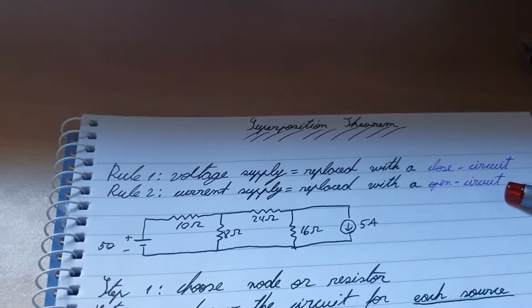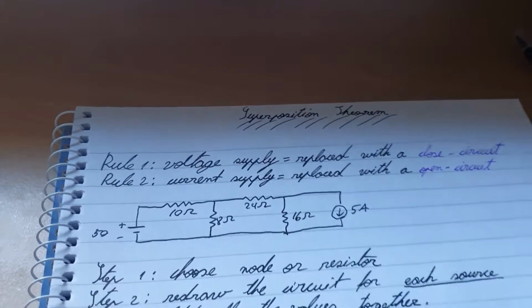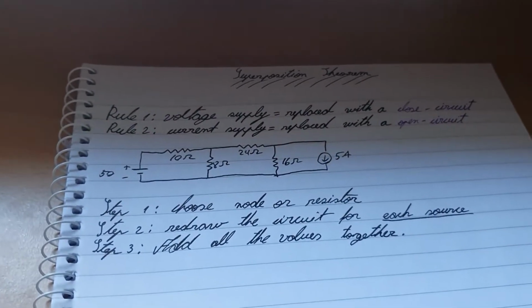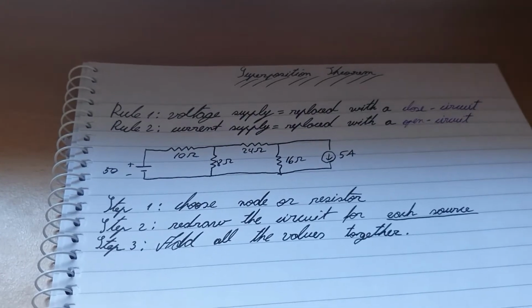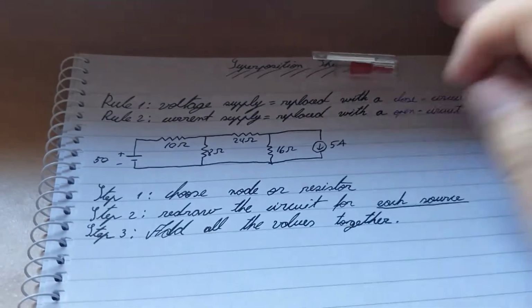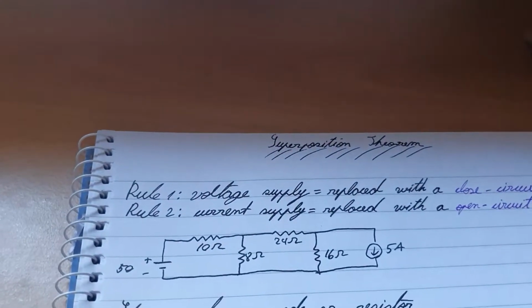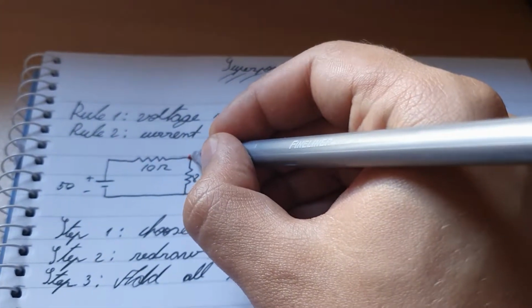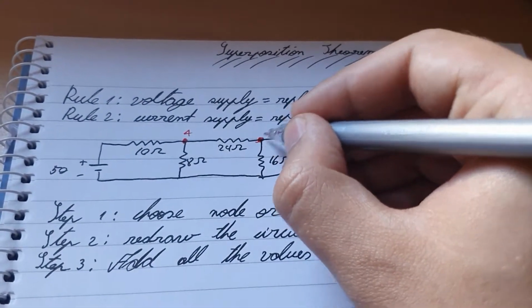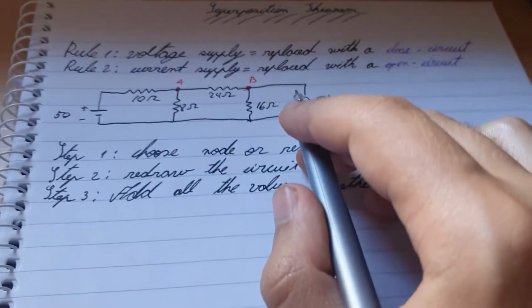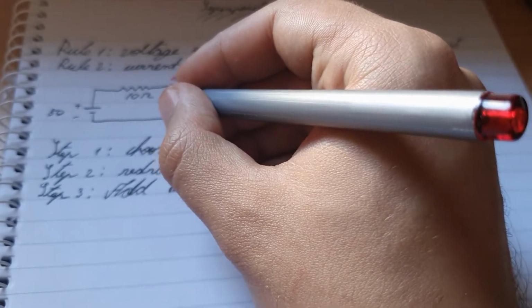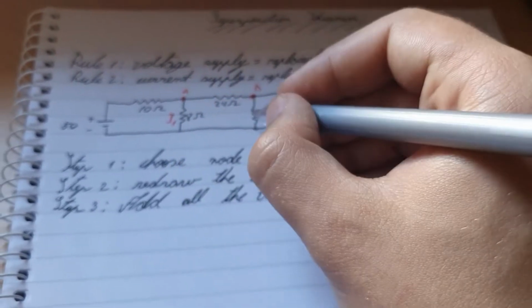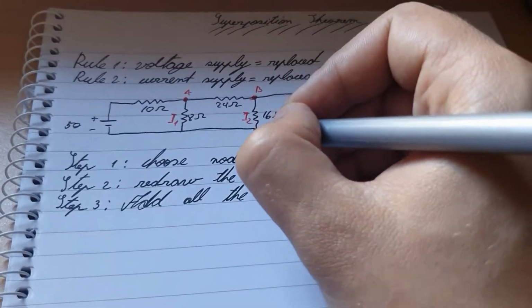Okay, so now that we know those two rules, and we have a circuit as an example, let's get started with step number one. Choose nodes or resistors. We'll choose these two nodes, node A and node B. Great. Now let's choose this resistor. Let's choose I1 and I2, and you will see later why.